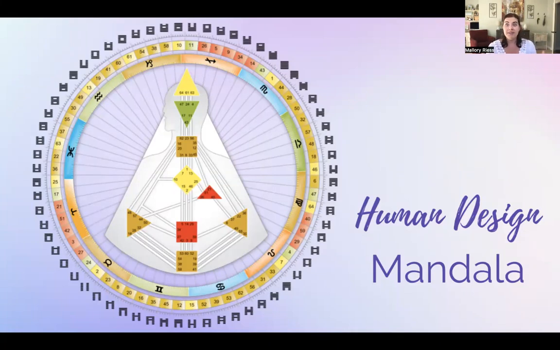Okay, so we have the human design mandala. And if you notice in the center of that, you have what we call the body graph. So it's kind of that outline of the body with the 9 different energy centers and the channels connecting all of that.